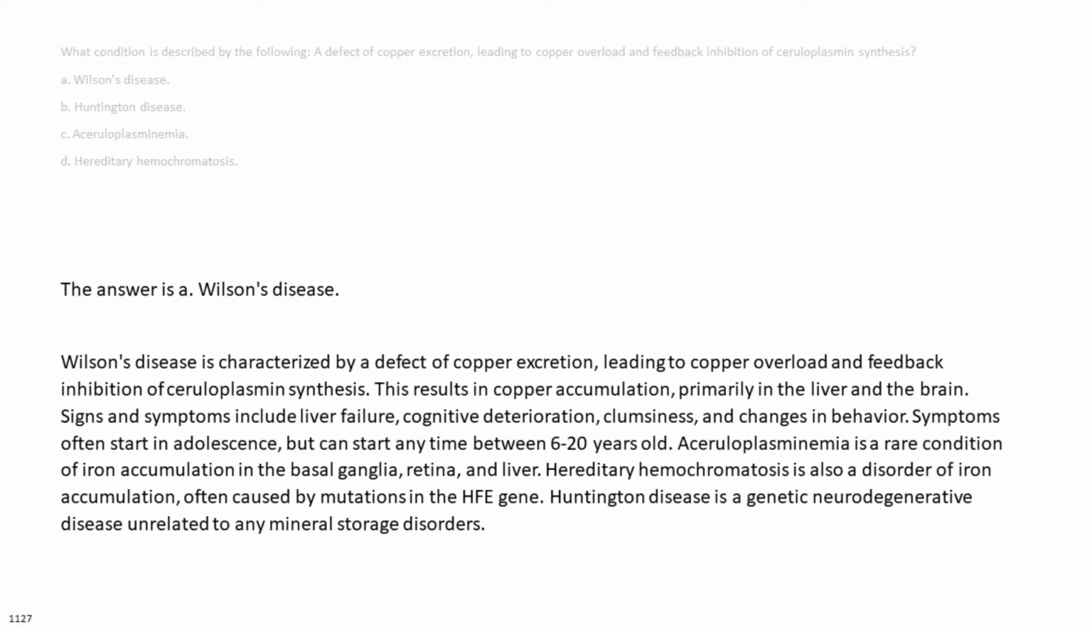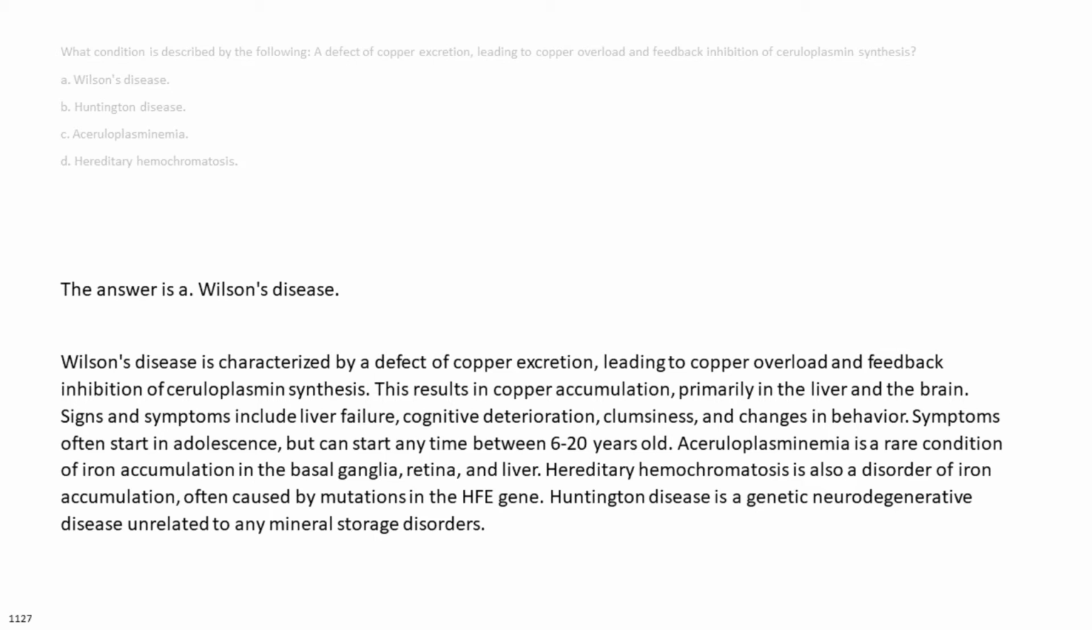The answer is A. Wilson's disease. Wilson's disease is characterized by a defect of copper excretion, leading to copper overload and feedback inhibition of ceruloplasmin synthesis. This results in copper accumulation, primarily in the liver and the brain. Signs and symptoms include liver failure, cognitive deterioration, clumsiness, and changes in behavior. Symptoms often start in adolescence, but can start any time between 6 to 20 years old.